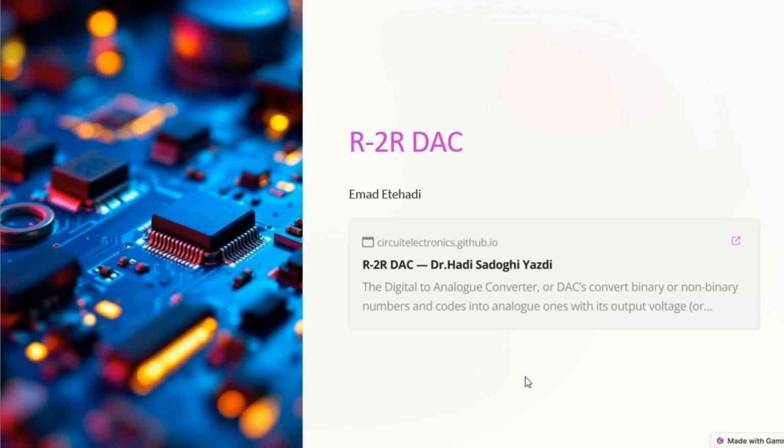Electronic circuit lesson. Today I want to speak about the R2R digital to analog converter. It's an essential electronic component used to convert digital signals into analog voltage by utilizing a simple resistor network of just two resistor values, R and 2R. This architecture not only streamlines the design but also increases reliability in signal conversion.